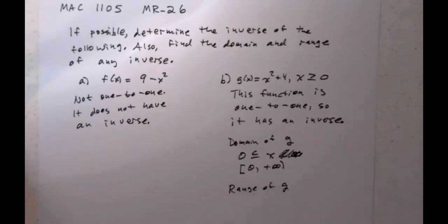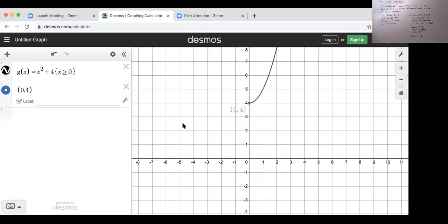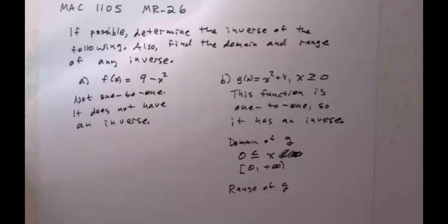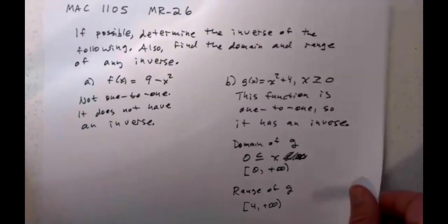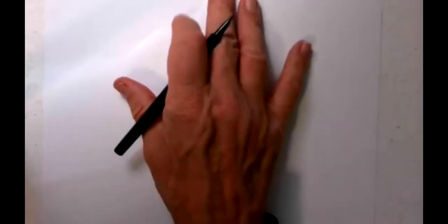All right, how about the range of g? What's the lowest y value you see? You don't see 3, you don't see 2, you don't see 1. The lowest y value you see is 4, but they're growing as far as you want them to grow. So the range here is from 4 to infinity. So keep those in mind for g. We haven't determined the inverse yet, but we will. But we have the domain and range of g. So now we want to find g inverse.